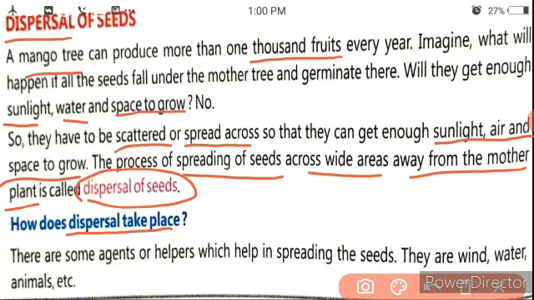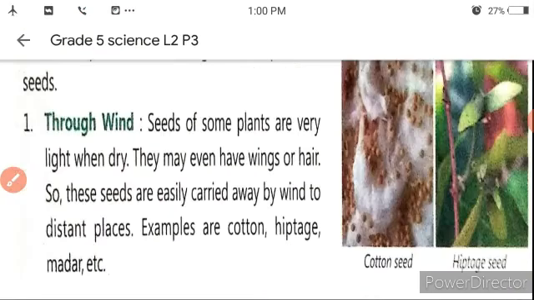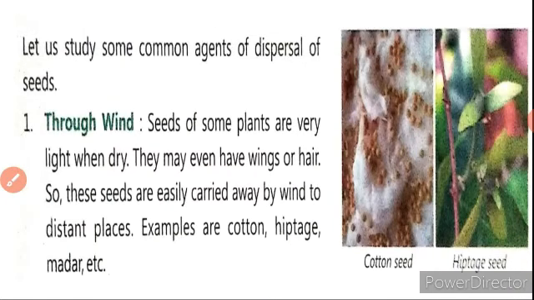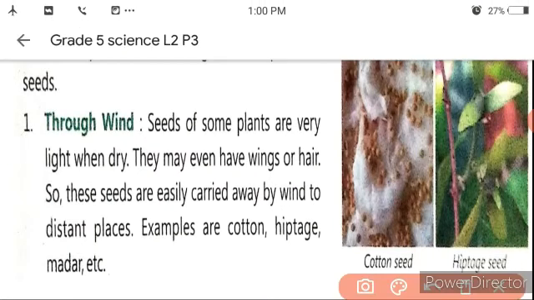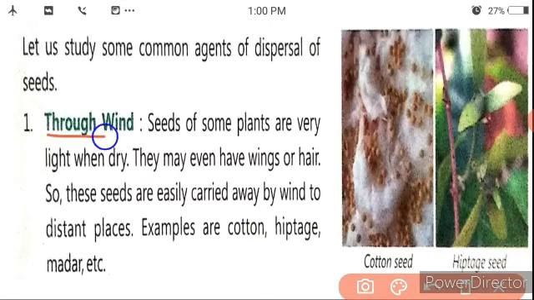Who will do this dispersal? There are some agents that help in spreading the seeds. They are wind, water and animals. First we are going to see how dispersal takes place through wind. See, here are two examples. First one, cotton seed. Second one, hiptage seed.